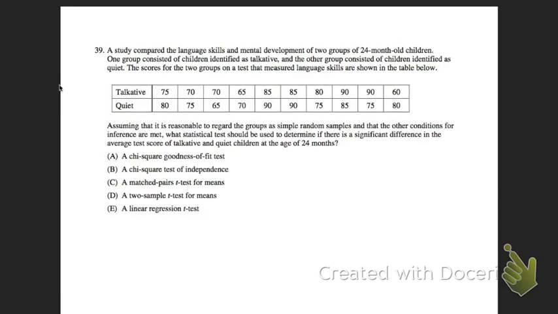What kind of test is this? Is there a significant difference in the average test score of talkative and quiet children? Then I can get rid of A, B, and E, because difference in the means is what I'm trying to figure out. So if I'm between matched pairs and 2 sample, how do I tell the difference? You look and just see if it's matched.